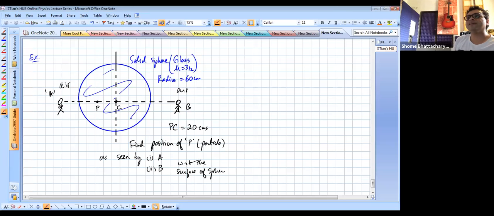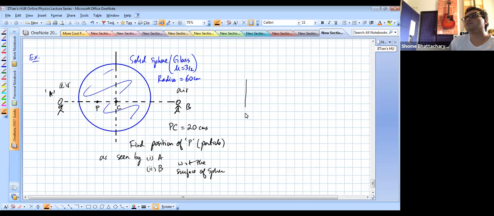The particle is at 20 centimeters from the center. So PC is 20 centimeters, whereas the radius of the sphere itself is given to you as 60 centimeters, and the refractive index of glass is 3/2. So now you have to see that for each of these observers, where does that particle appear to be?